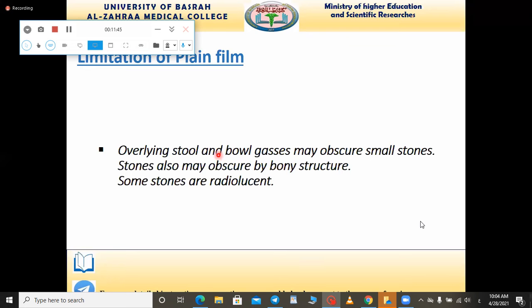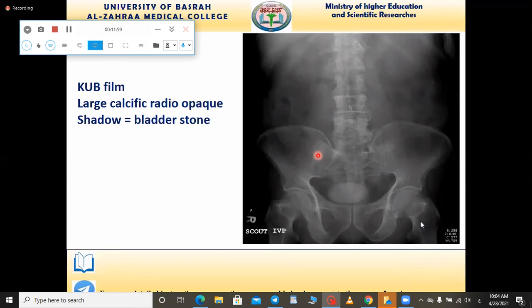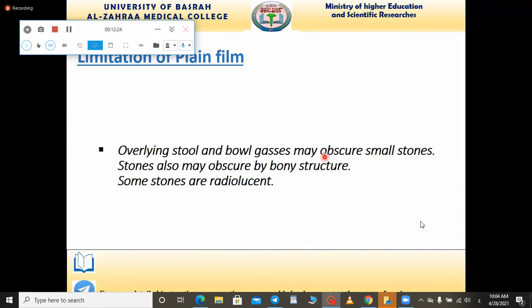This is how we can prepare the patient for the study in order to avoid the problem. The second limitation in the use of a plain film is that some stones are found on the bone. If a stone is located here, it may be overlying the pelvic bone, so it may be missed because of the overlap between the radio opacity of the bone and the radio opacity of the stone itself, especially if the stone is small. Is the idea clear? If there are any questions, I am here.